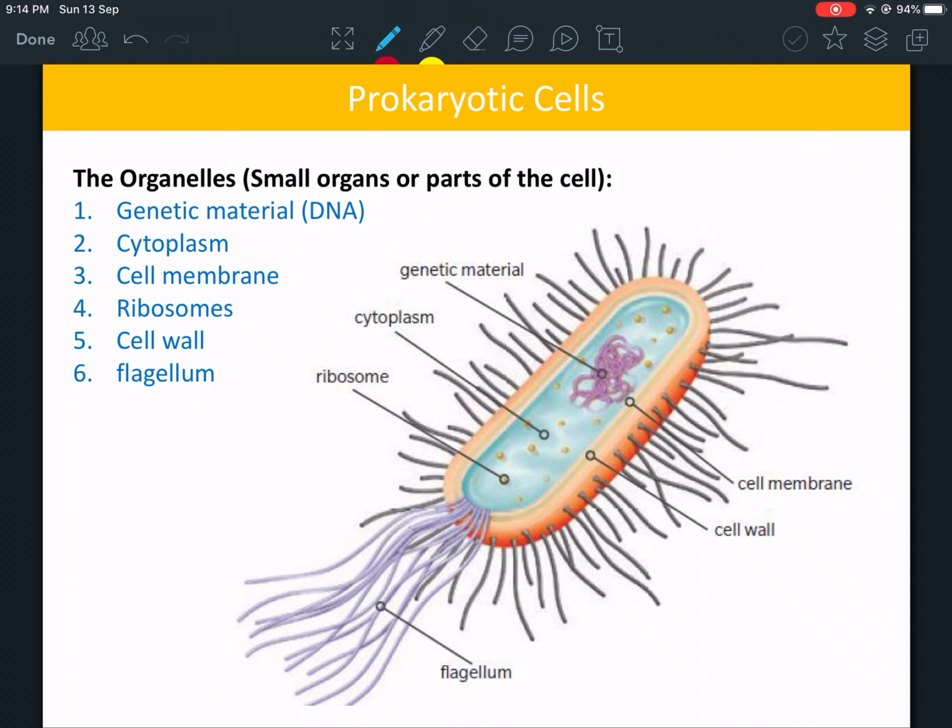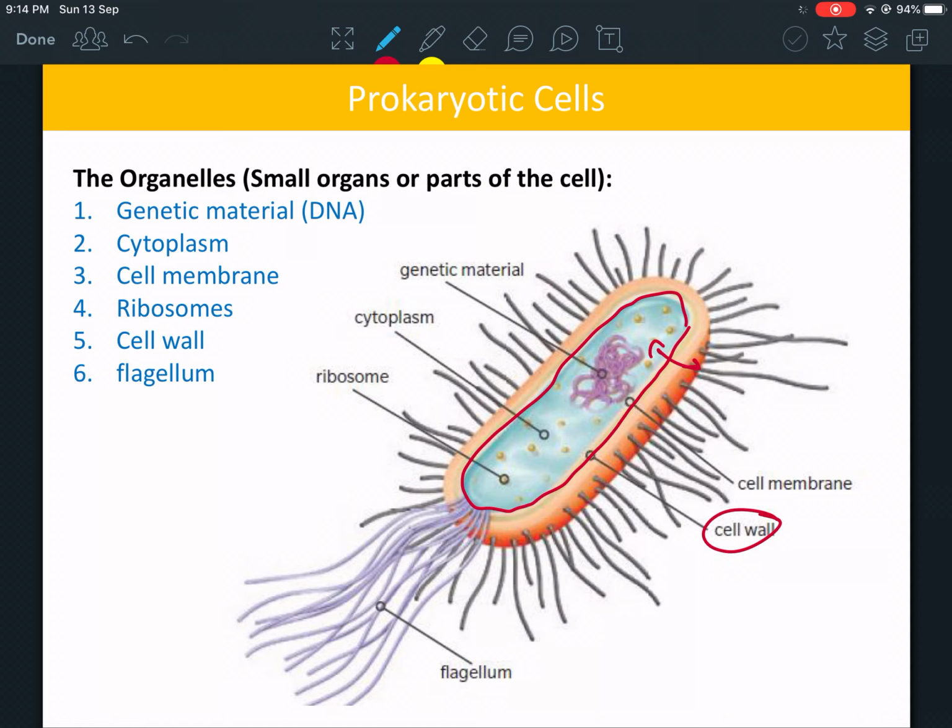Now, while I'm saying the word, say it at home, while you're watching the video. So genetic material, which is also known as DNA. Okay, DNA of the cell. Genetic material is the DNA. Cytoplasm. Ribosome. Okay, so again, genetic material is this stuff here. Cytoplasm would be this blue stuff. Ribosome would be these small yellow dots. Okay, cell membrane would be this over here. This protects the cell and lets stuff in and out.